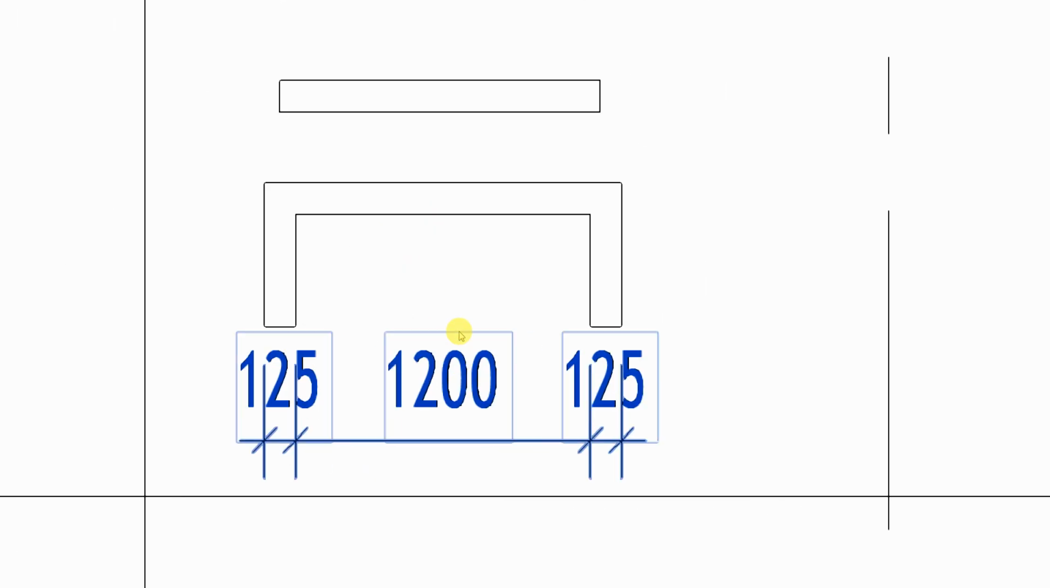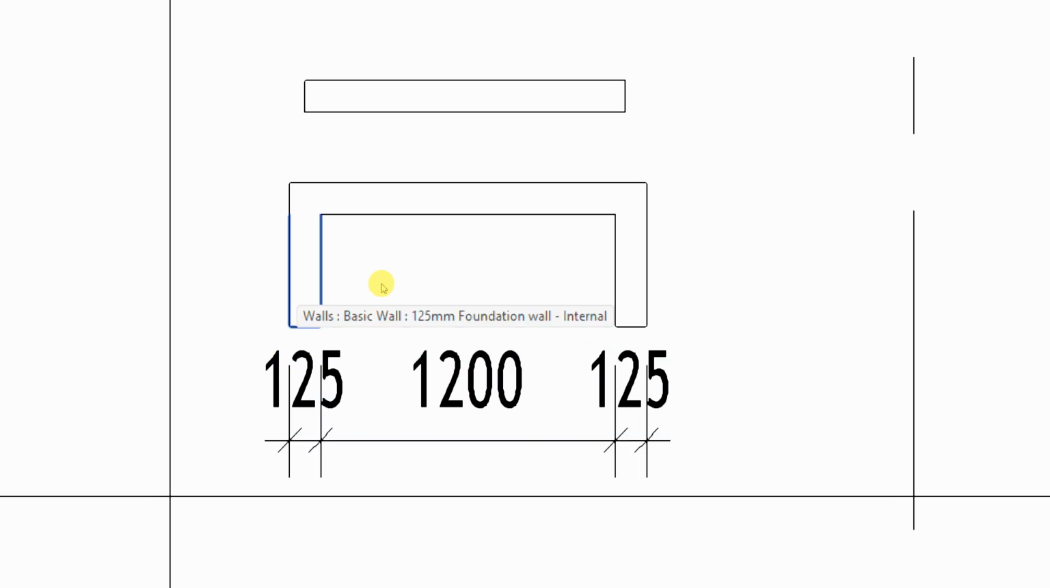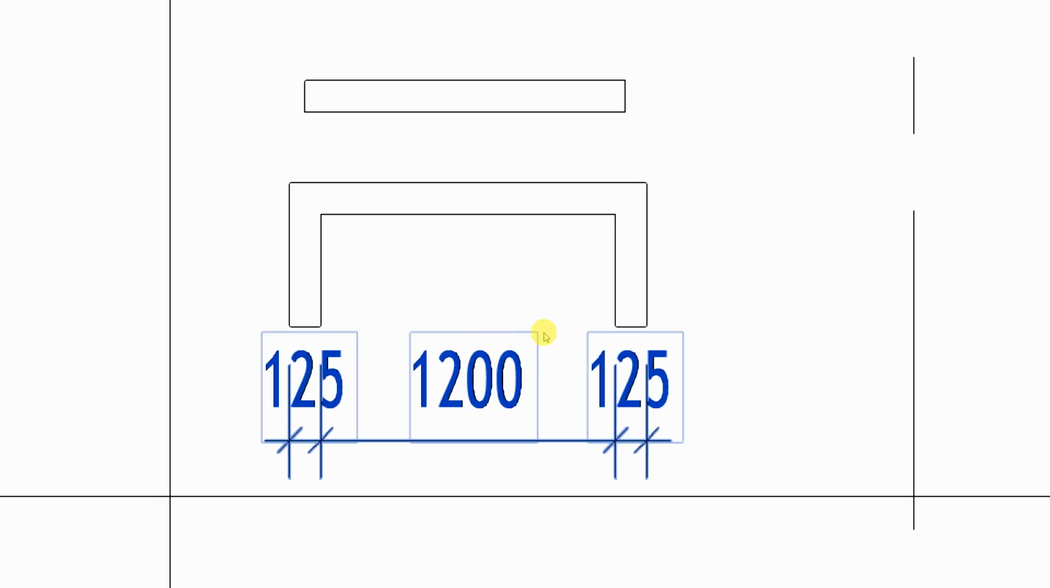Normally, when we produce AutoCAD drawings, we do something like this. True or false? True. We do not show in detail the plastering. Then you just dimension from here to here, 1,200.